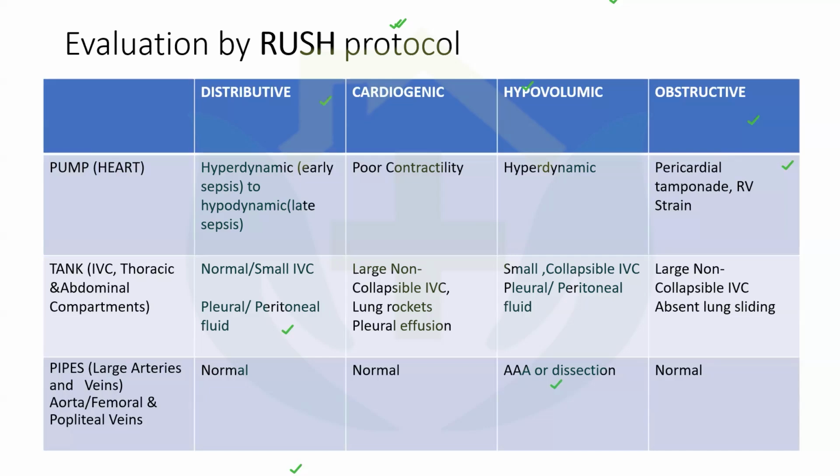So tank means the problem with hypovolemic shock. In hypovolemic shock, there is a tank failure, that is a small collapsible IVC, pericardial or pleural or peritoneal fluid. And the pipe problem, there is an aortic dissection and aneurysm. Okay. The tank problem could also be seen in the distributive type of shock.